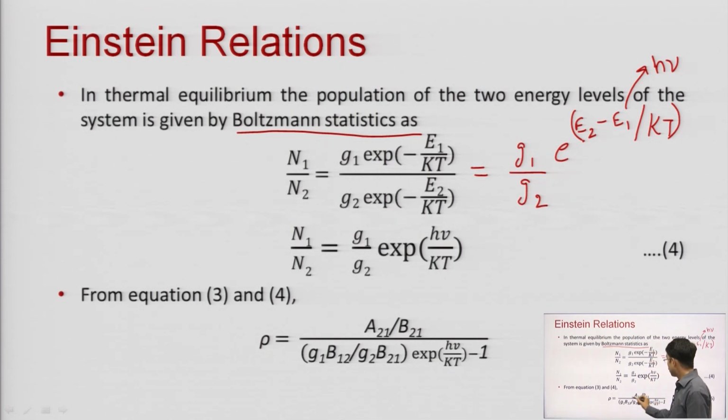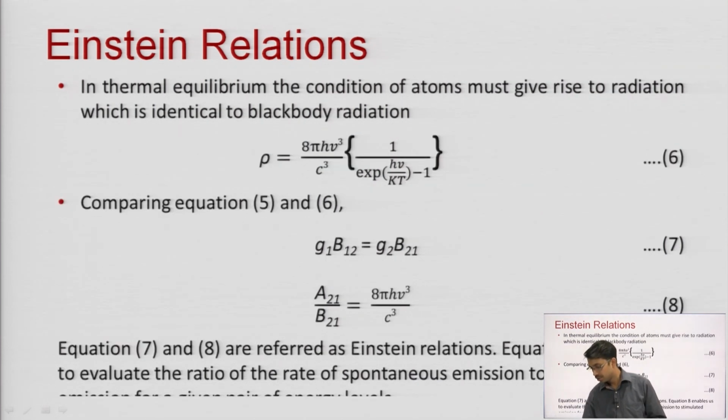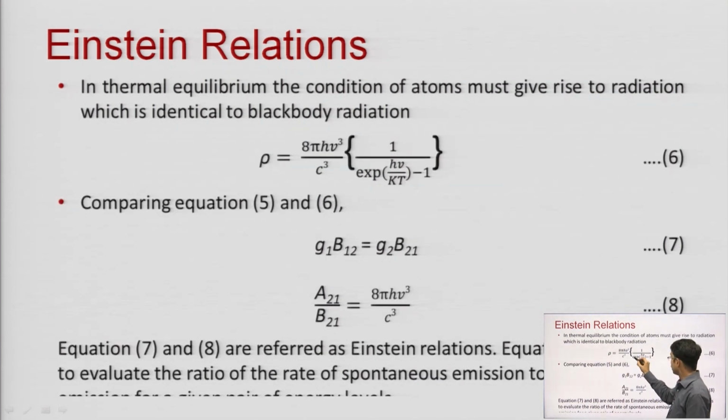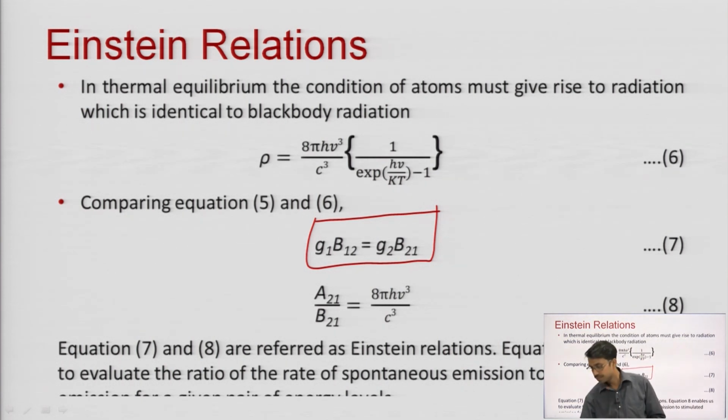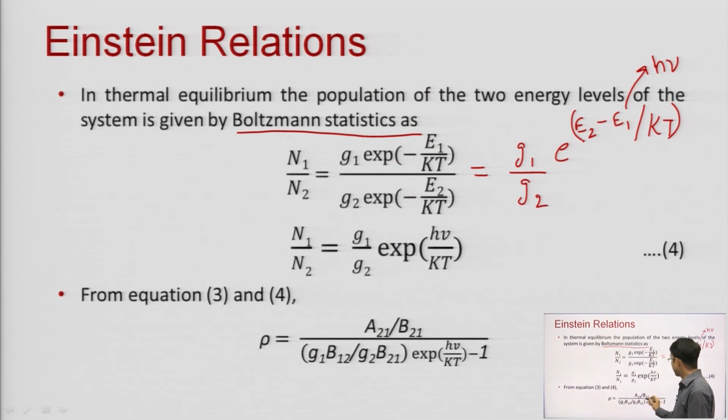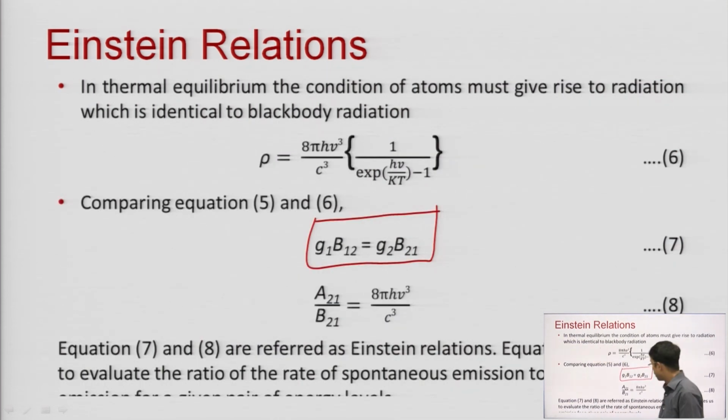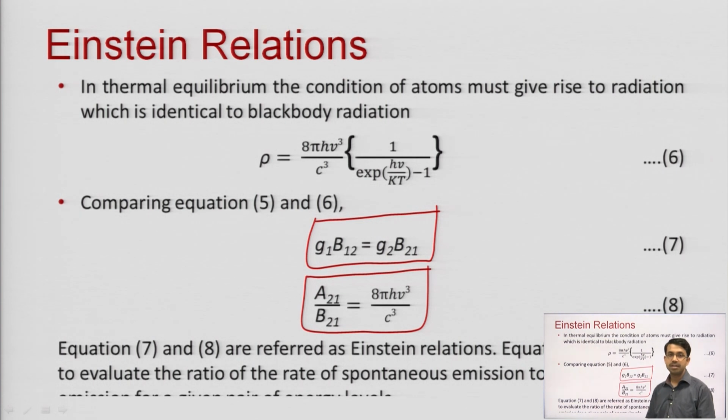This term is equal to unity. Over here there is 1. So, G1 B12 divided by G2 B21 is equal to 1. So, that is why this is first Einstein relation. And A21 divided by B21 is equal to this term. So, this is equation 7 and equation 8. So, equation 7 and equation 8 are referred as Einstein's relations.